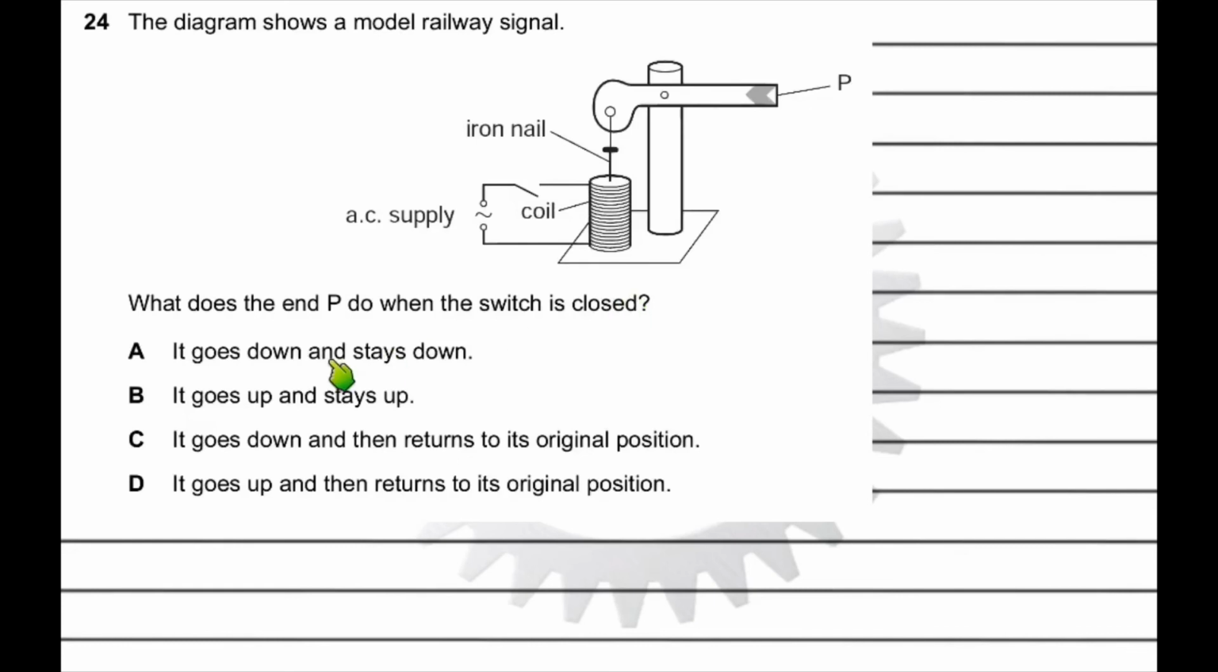So the answer is B, because it is made of iron, and whether the supply is direct current or alternating current, the iron does not repel, it is always attracted. So whether the supply is AC or DC, the iron nail is attracted and the point P will move up and it will stay up.